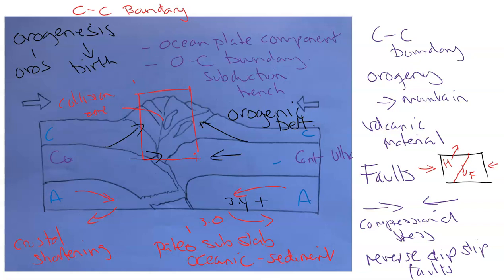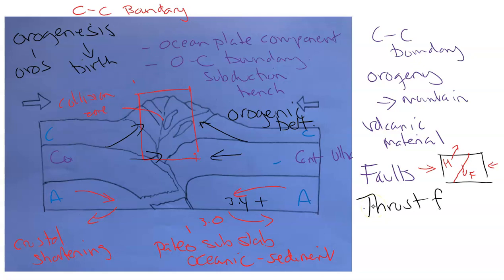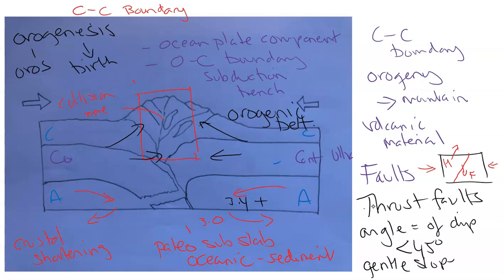In particular, what you do get in these orogenic belts and large mountains, which we also call fold mountains, is thrust faults, which have an angle of dip, the angle of the fault line, of less than 45 degrees. It is a gentle slope, therefore the movement is faster because it's not as steep and not going against gravity as much. This is also called a ramp.